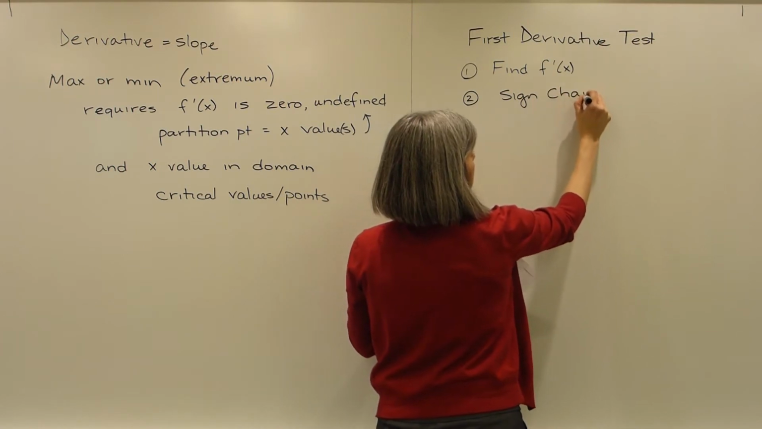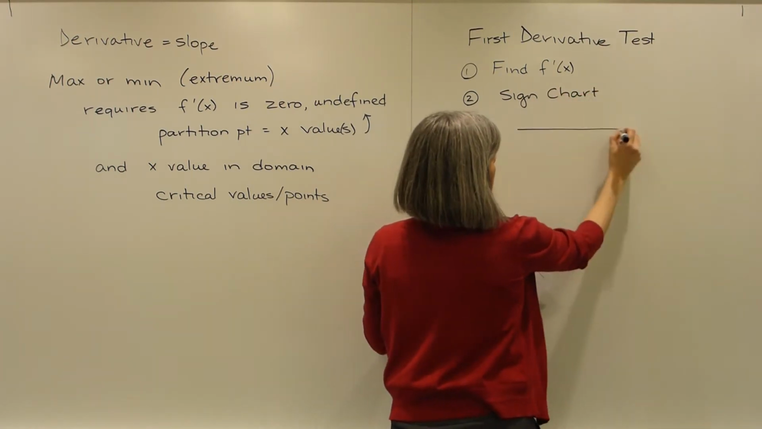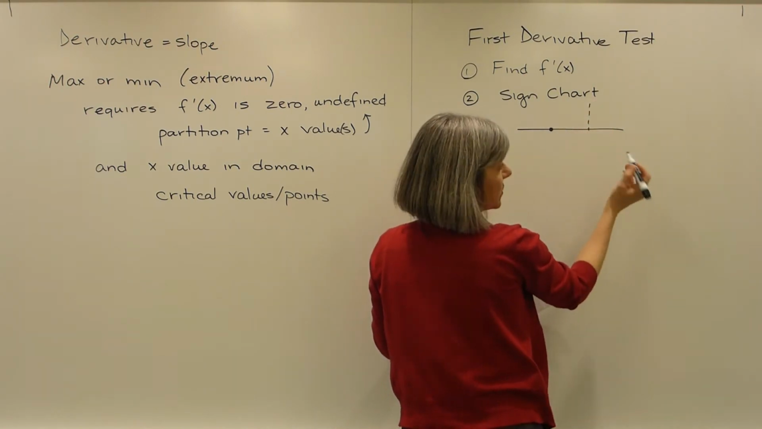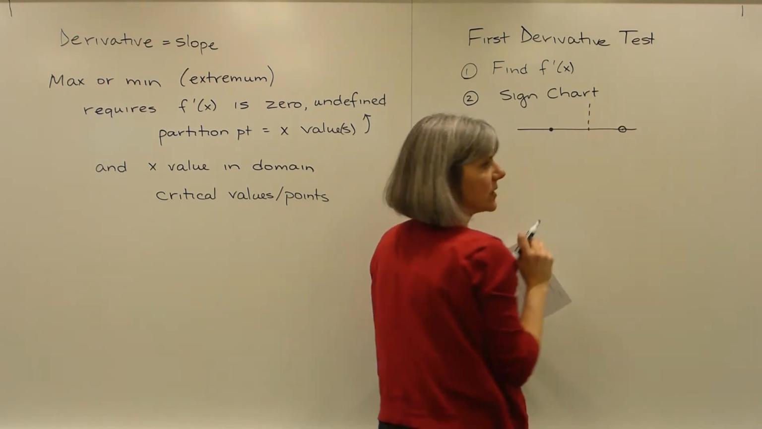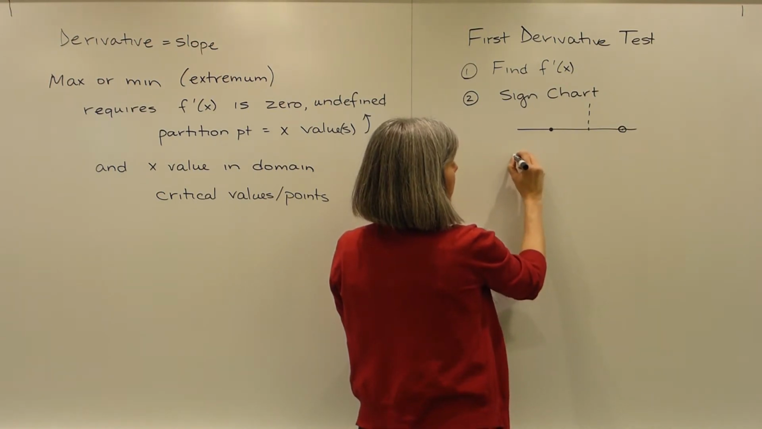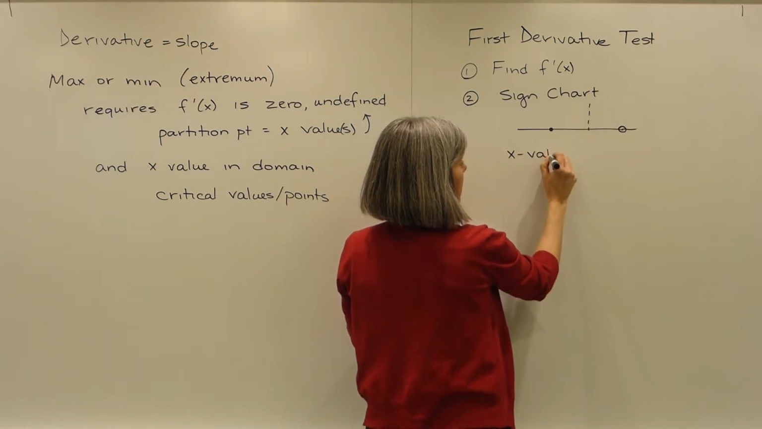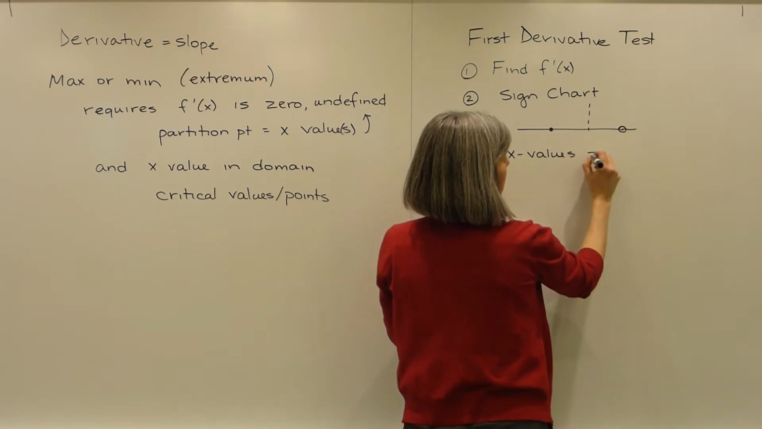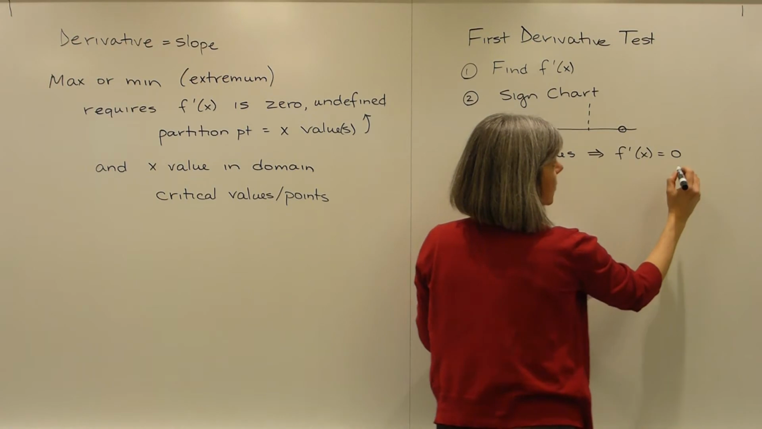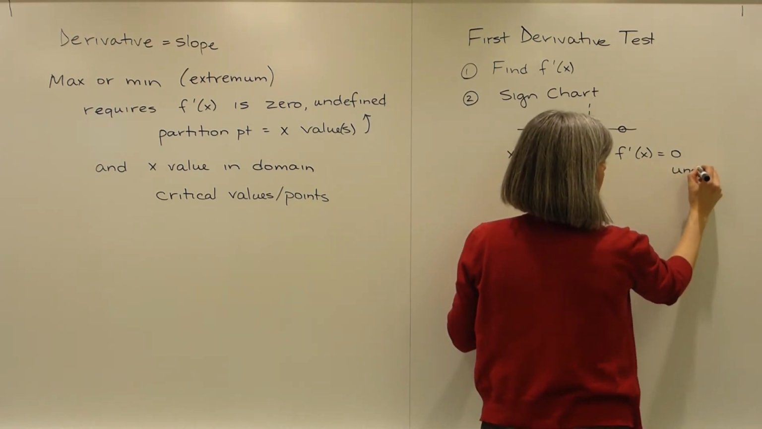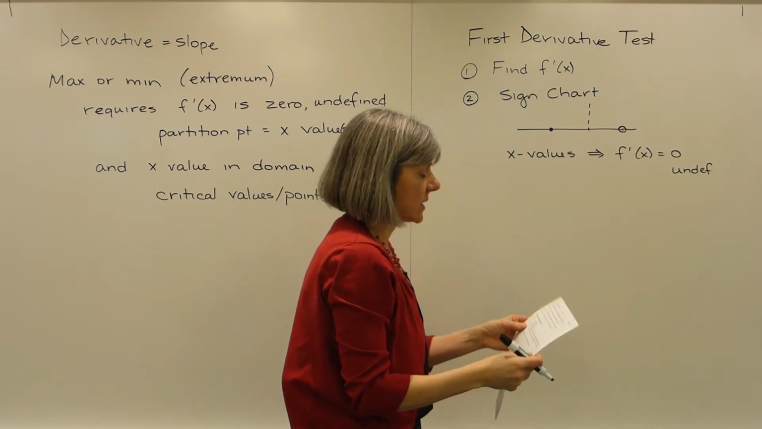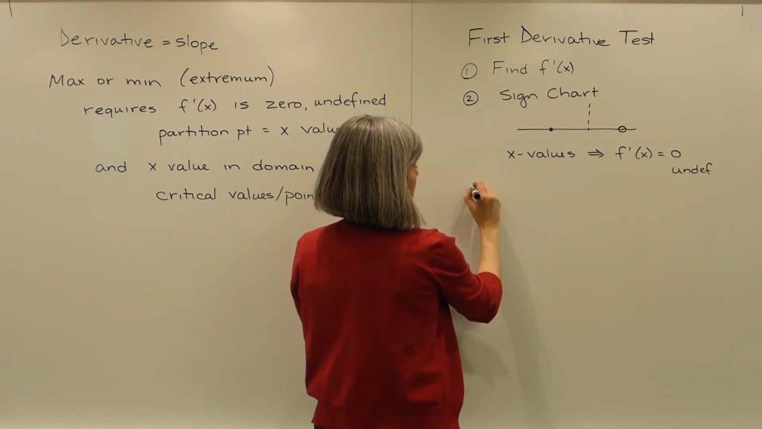So what numbers do we put on a sign chart? Zeros, we're going to give a solid line. Asymptotes I usually write that way. If you happen to have a hole in the graph, I would write it that way. What values go on? These would be all the x values that will make the derivative equal to 0 or undefined. So basically the numerator is equal to 0 or the denominator is equal to 0. And then we're going to check signs.